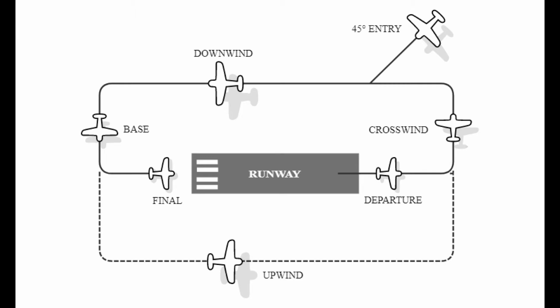Base is the last leg of the circuit, and this leg will take you back towards the runway. From this leg, you can enter final and begin your landing, or you can decide to abort the circuit, re-enter the upwind, circle the airport and do the pattern again. On this leg, you should have everything configured for landing, and by the time you're on final, your main focus should be on landing the aircraft.